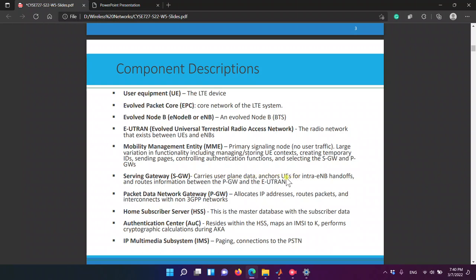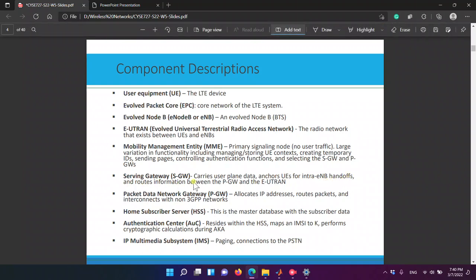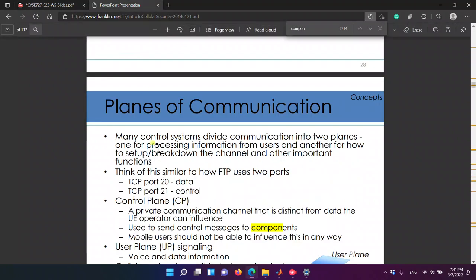So the S gateway carries user plane data, anchors user equipment for intra-eNB handoffs, and routes information between the PGW and the EUTRAN. The PGW allocates the IP addresses, routes packets, and interconnects with non-3GPP networks.